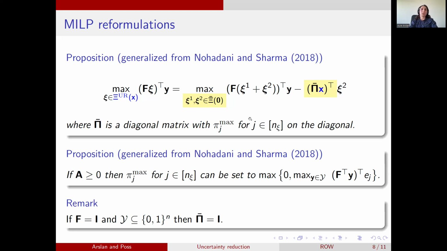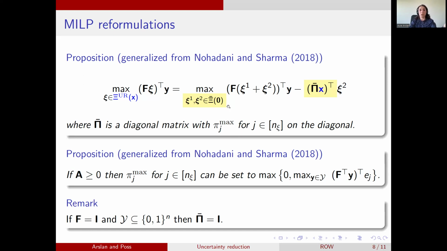And it turns out that if you choose these big M coefficients as the maximum value of the dual variables in the dual formulation, then you have a valid big M. So whenever x is equal to 1, you can show that the psi variables are equal to 0. The nice thing is we were able to pass the decision dependence from the right-hand side to the objective function. So we won't have these bilinear terms anymore.